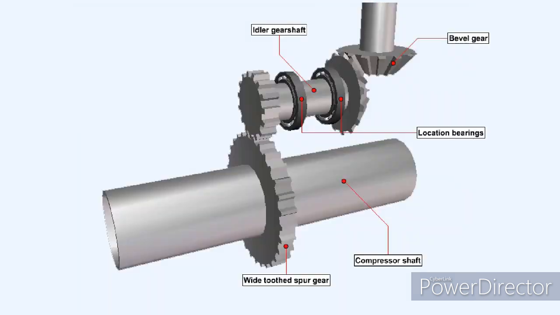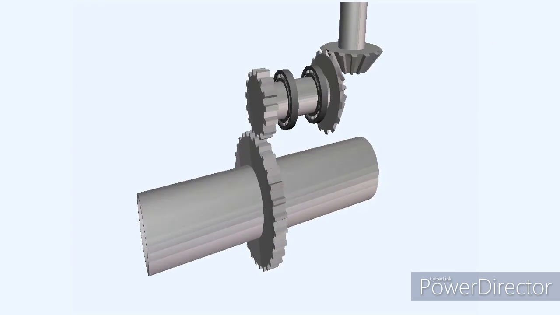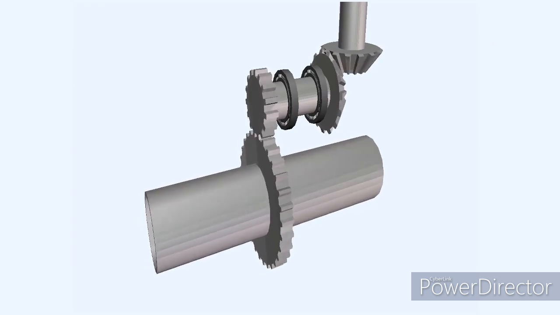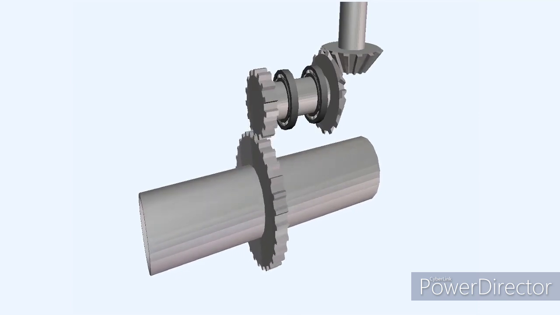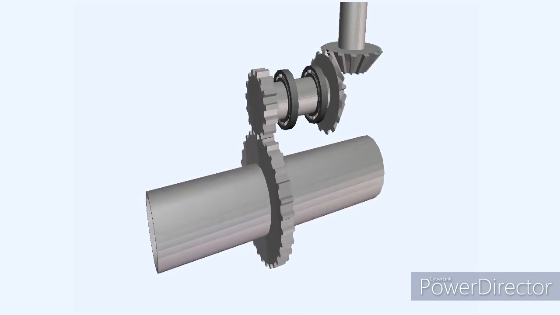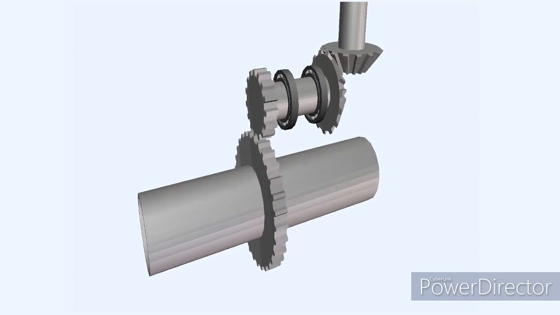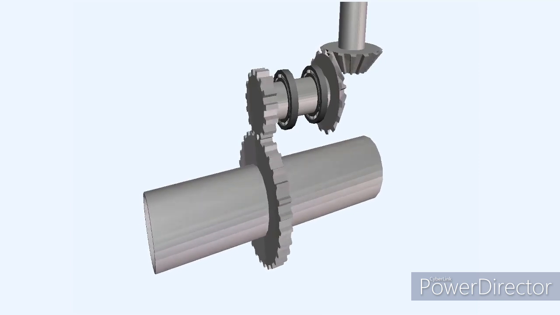An alternative system to the stub shaft drive, which will allow the drive to pass between two shafts, uses an idler gear shaft, which is held firmly in position by location bearings. One end of the idler gear shaft terminates in a wide-toothed spur gear, which can accommodate axial movement of the compressor shaft and the spur gear carried on it, and the other end is fitted with a bevel gear, which meshes with the radial drive shaft.